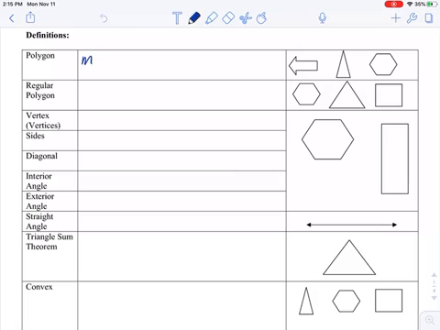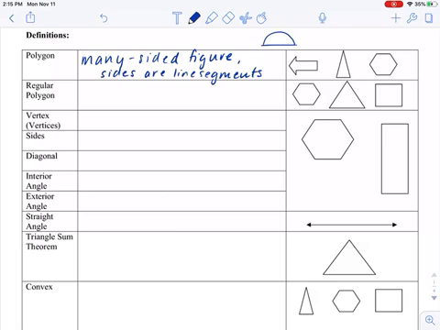A polygon is simply a many-sided figure where the sides are line segments. That means that a polygon has straight line segments for sides. This figure, like a half circle, would be a non-example of a polygon, not a polygon, because the curved side is not a line segment.